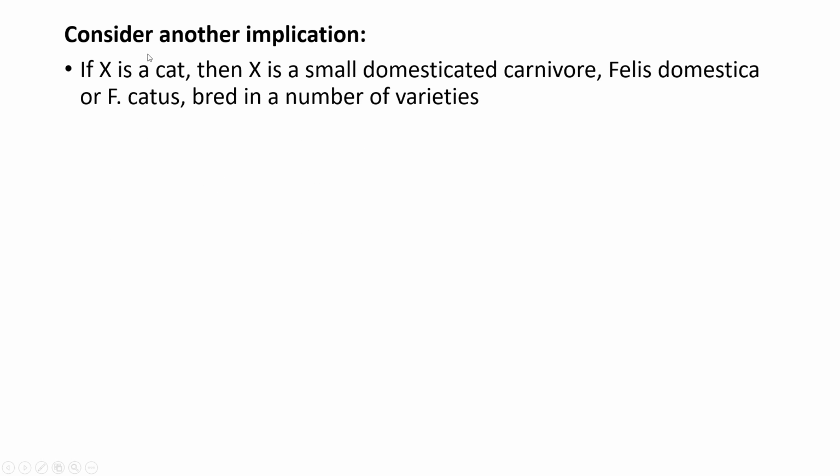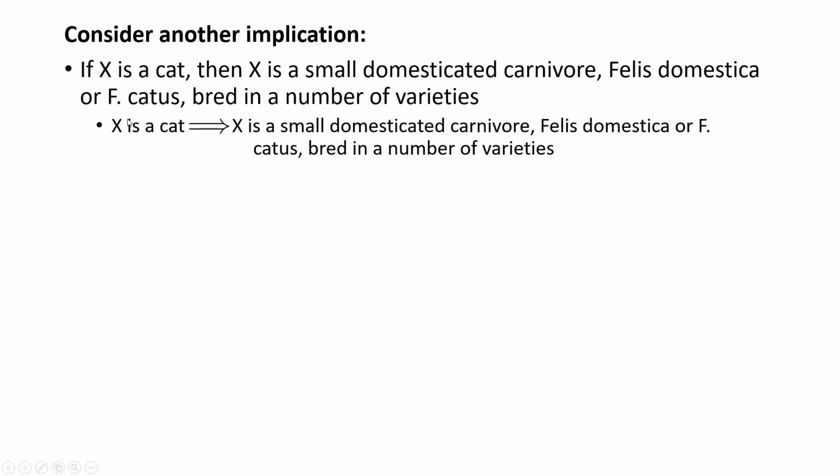Now let's look at another case. So if X is a cat, then X is a small domesticated carnivore bred in a number of varieties called Felis domestica or whatever. Now this is just a standard dictionary definition for a cat. It's just one of the definitions. I just didn't want to write out a whole page of dictionary definitions for a cat, so I just summed it up to this one sentence. So this is essentially the definition of what a cat is. So obviously, if X is a cat, it must fit this definition because this is the definition. So that's fairly obvious.